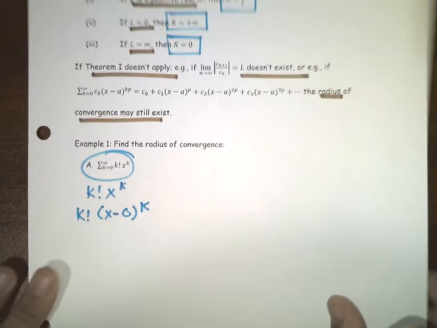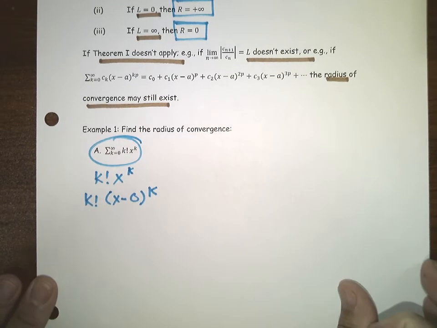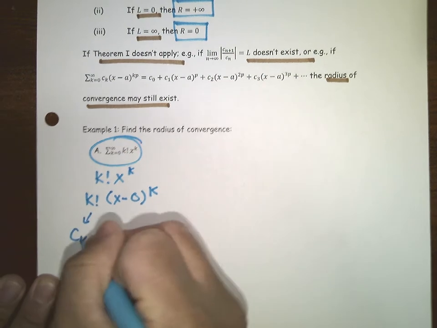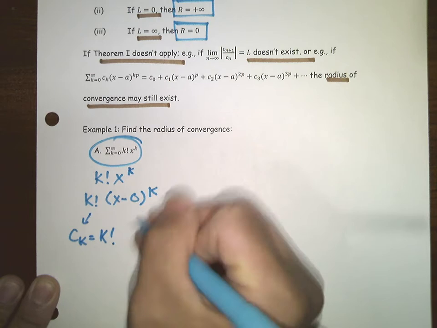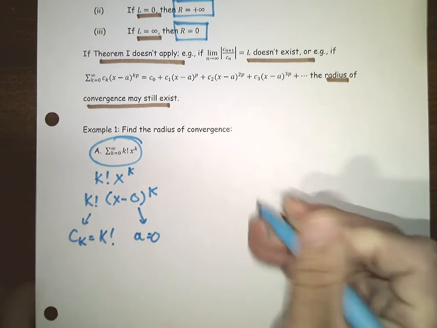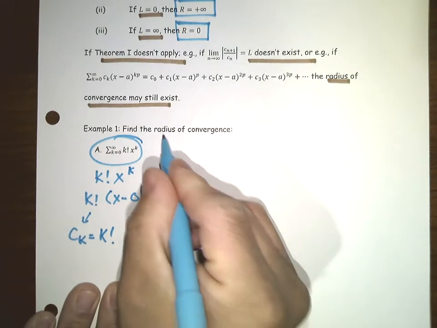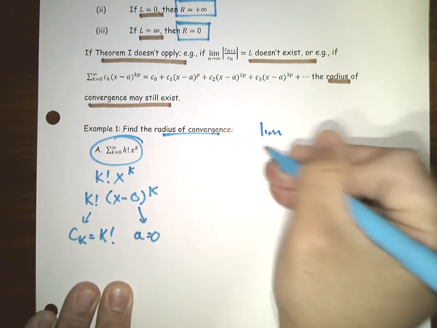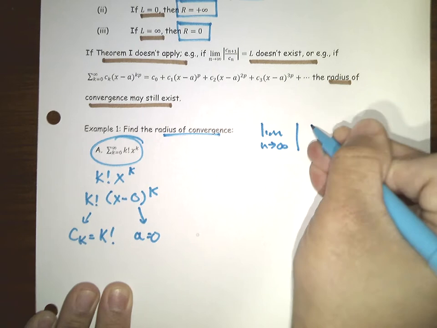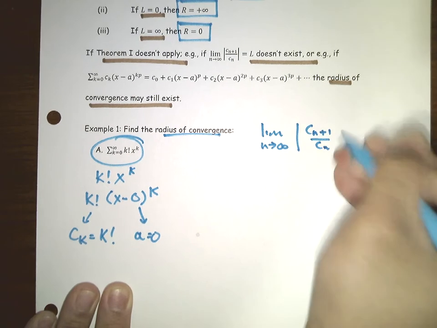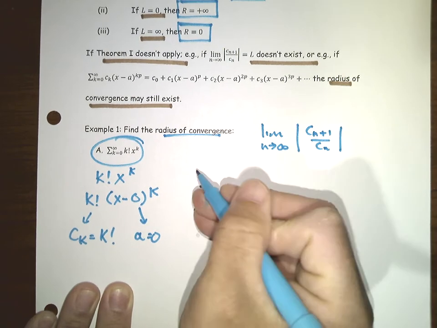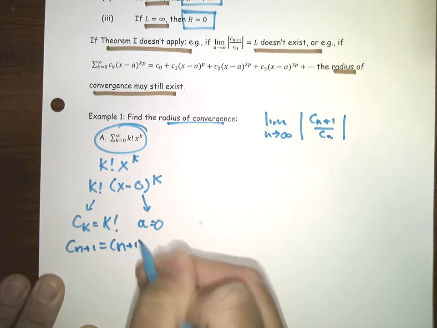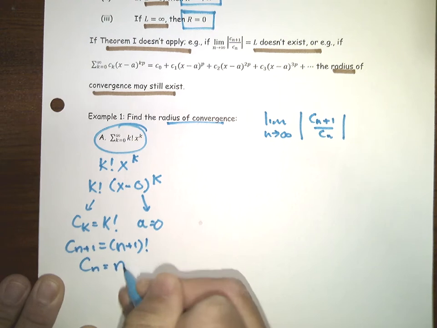And I'm doing this just so that as we're starting out, you can identify what ck and a is. So ck is k factorial and a is 0. So if we want to find the radius of convergence, we need to figure out the limit as n goes to infinity of the absolute value of Cn plus 1 over Cn. And then here we go. So Cn plus 1 is n plus 1 factorial, and Cn is n factorial.